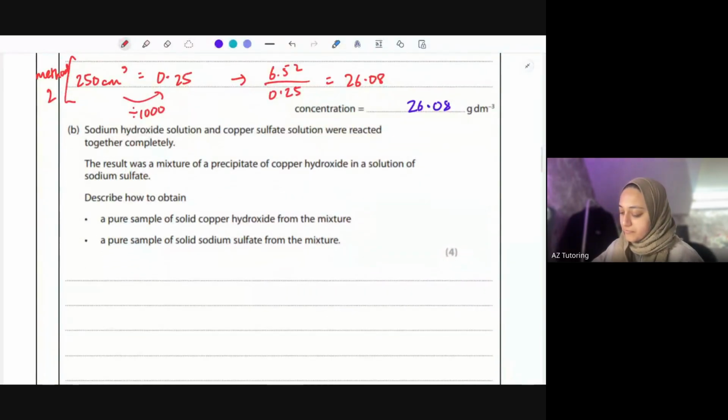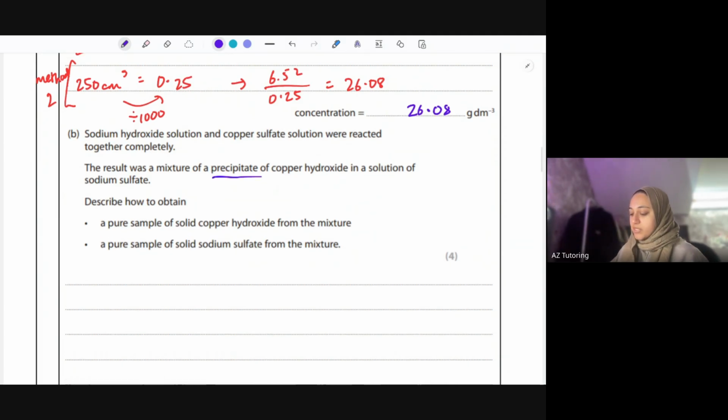Okay, moving on. Part B, sodium hydroxide solution and copper sulfate solution were reacted together completely. So meaning all the reactants had completely reacted to form the product. The result was a mixture of a precipitate, remember a precipitate is just a solid, of copper hydroxide in a solution of sodium sulfate. Describe how to obtain a pure sample of solid copper hydroxide from the mixture and a pure sample of solid sodium sulfate from the mixture.